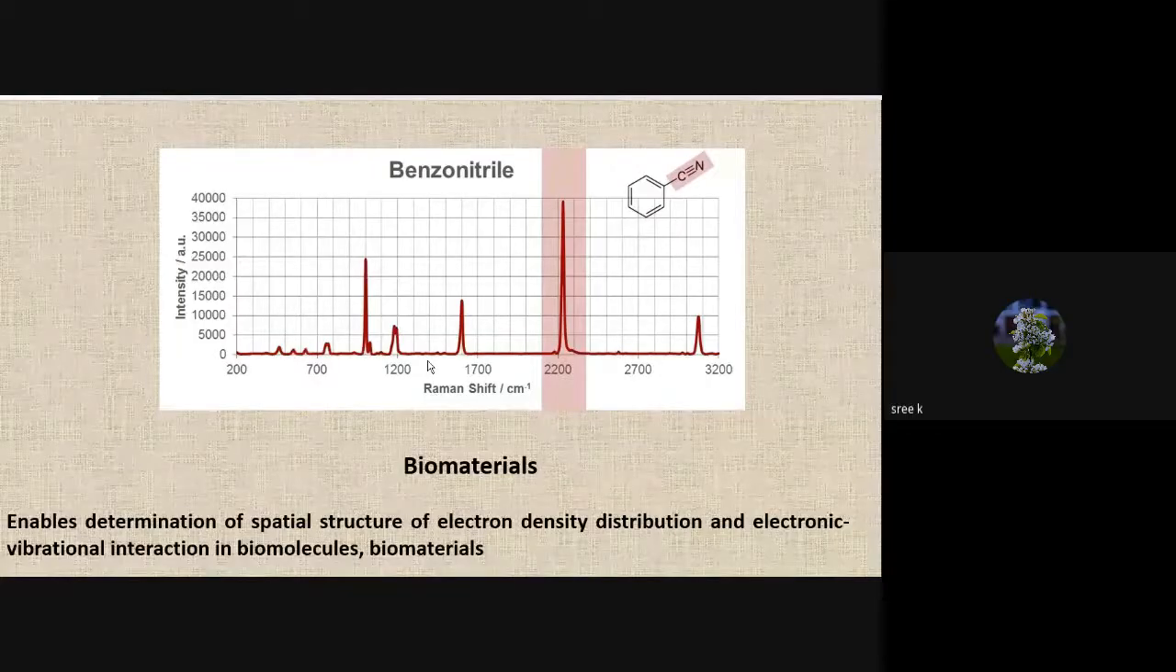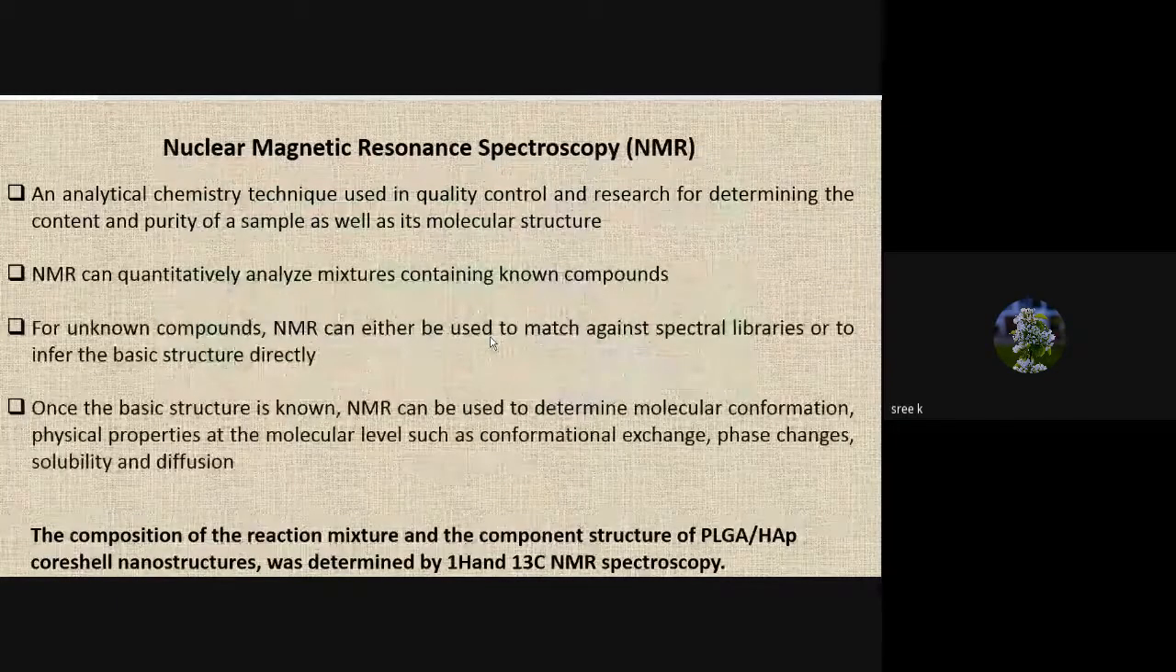It enables determination of the spatial structure of electron density distribution and electronic vibrational interaction in biomolecules and biomaterials. This particular wave number corresponds to this particular CN compound. So you can get structural information about any molecule by using the Raman spectra or FTIR.